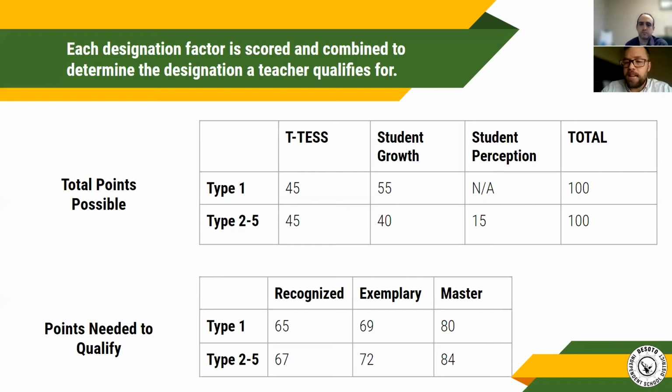If you're over 69, you'd be put up for an exemplary designation. And if you've got 80 or above, you'd be put up for a master designation. Same thing for types 2 through 5. It's slightly different. If you earn 67 or more, you're recognized. 72 would be exemplary and 84 would be master. So that's how the points will be calculated.